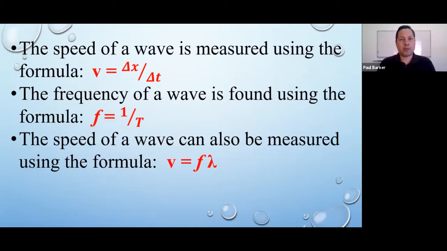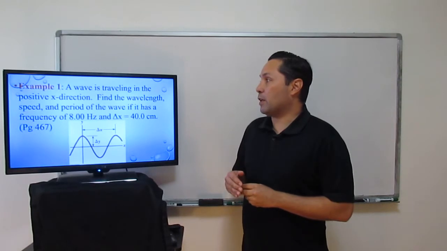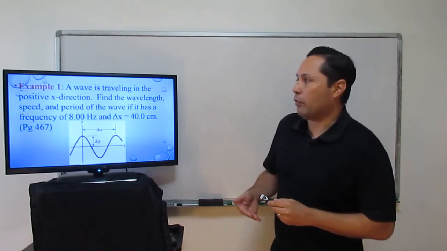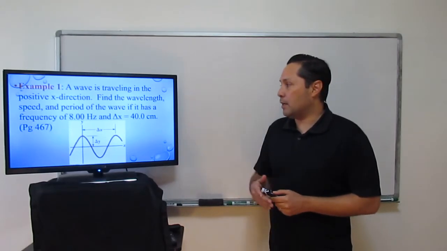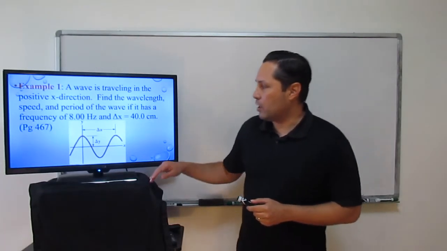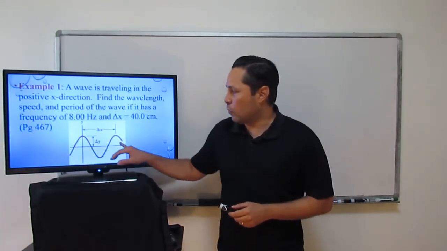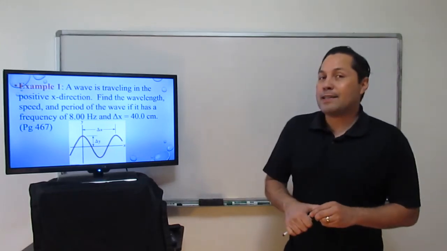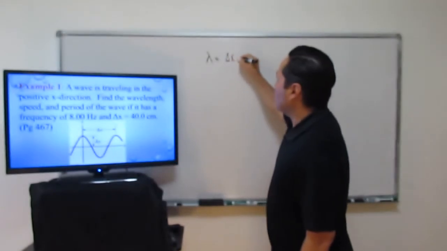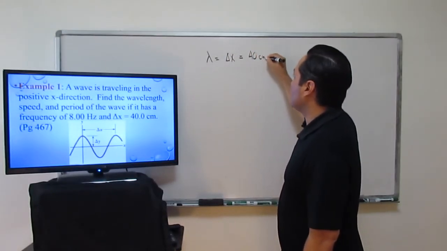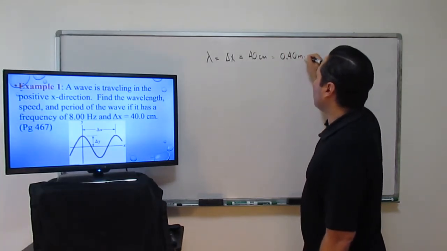Now let's go ahead and solve some examples. In example 1, we're asked: a wave is traveling in the positive x direction. Find the wavelength, speed, and period of the wave if it has a frequency of 8 hertz and the distance delta x is equal to 40 centimeters. Here you can see in the diagram, delta x is the distance from the crest of one wave to the crest of another, so that is actually the wavelength. So our wavelength is delta x, which is 40 centimeters, or 0.4 meters.